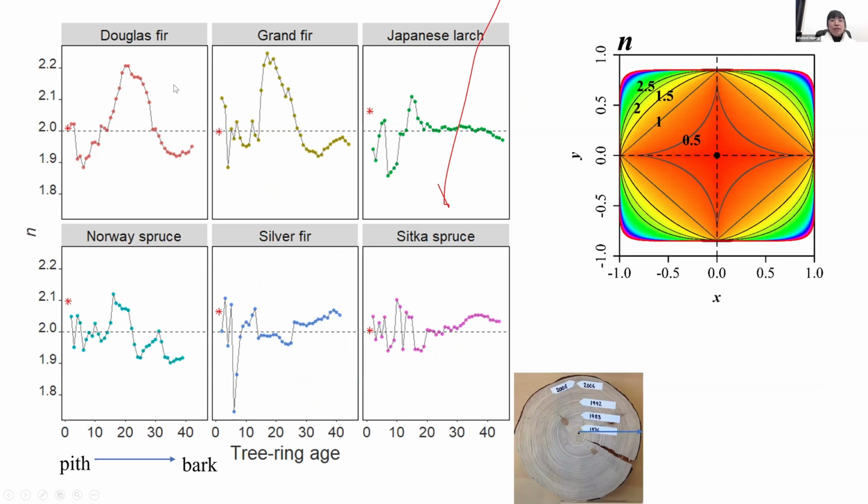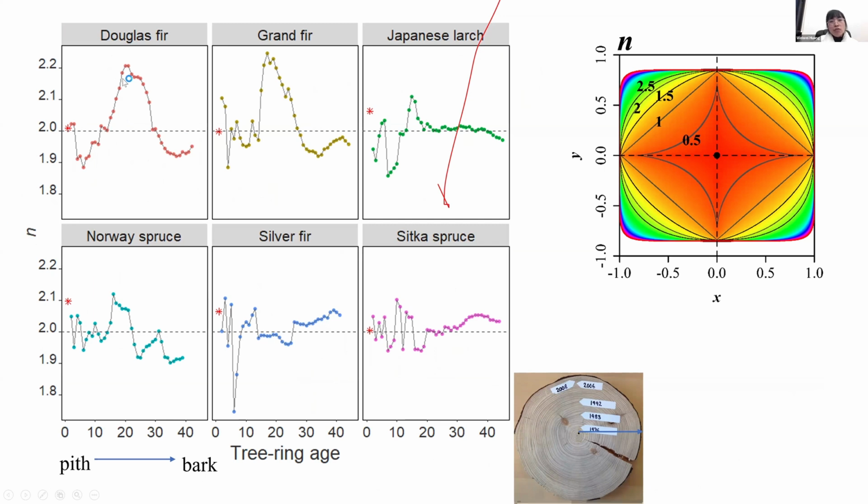And when we think about that, they have interannual variations. Then we plotted the pictures here. For the picture here, the x-axis shows the tree age, from the pith to the bark. So it's like the tree rings from pith to bark. And this shows the N value.